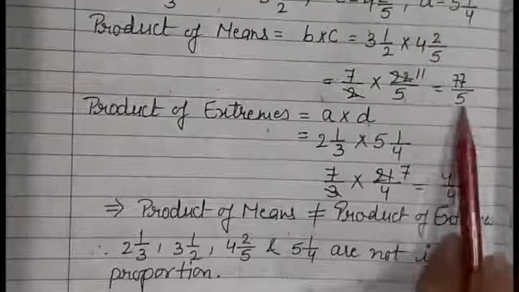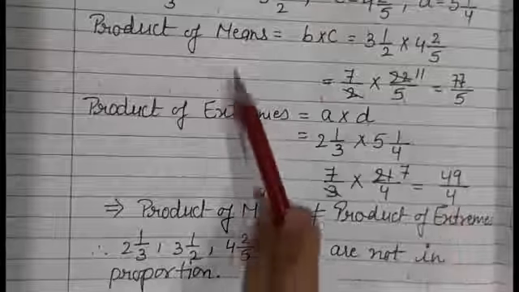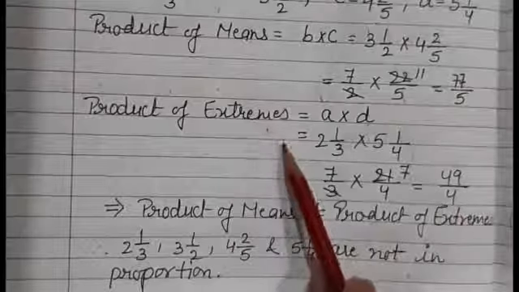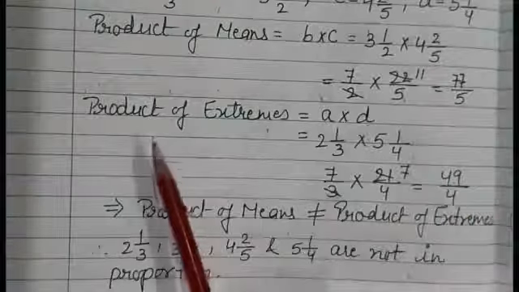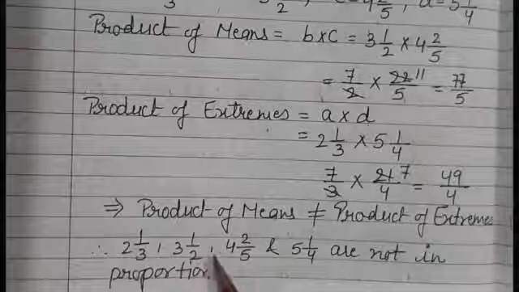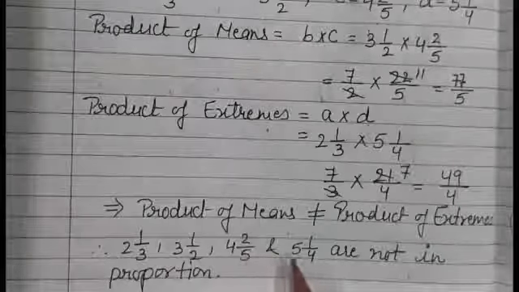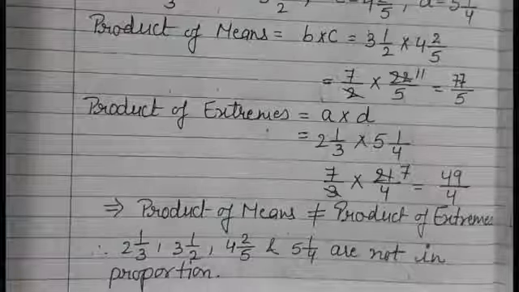Now here you can see 77 by 5, 49 by 4. The product of means and the product of extremes are not coming the same, right? So these numbers 2 whole 1 by 3, 3 whole 1 by 2, 4 whole 2 by 5 and 5 whole 1 by 4 are not in proportion.